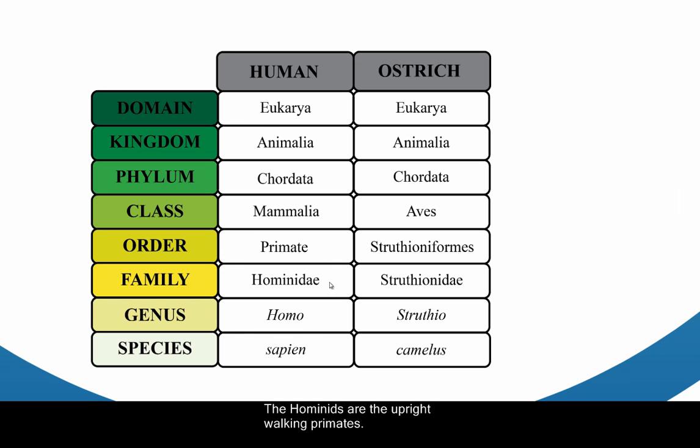The hominids are the upright walking primates, and this is the point in our classification when we are all alone on the planet. We're the only species in this family. And then Homo sapiens is our genus and species. Homo means one, and sapiens of the earth.